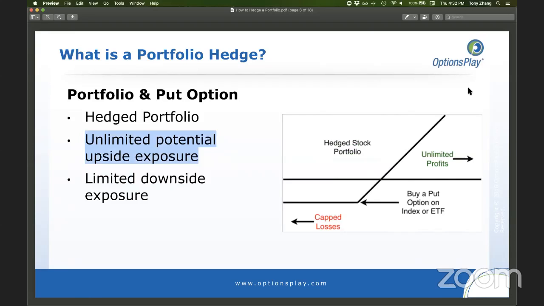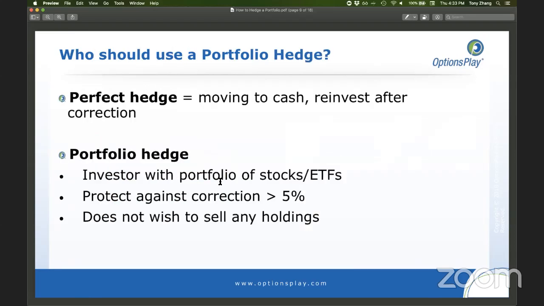If the market continues to move higher and it doesn't correct, you still participate in unlimited upside as long as the market continues going higher. But now you have limited downside exposure. And that's really the key here, being able to have access to both the upside, but limited, capped losses to the downside. And that's the goal of a hedge portfolio.